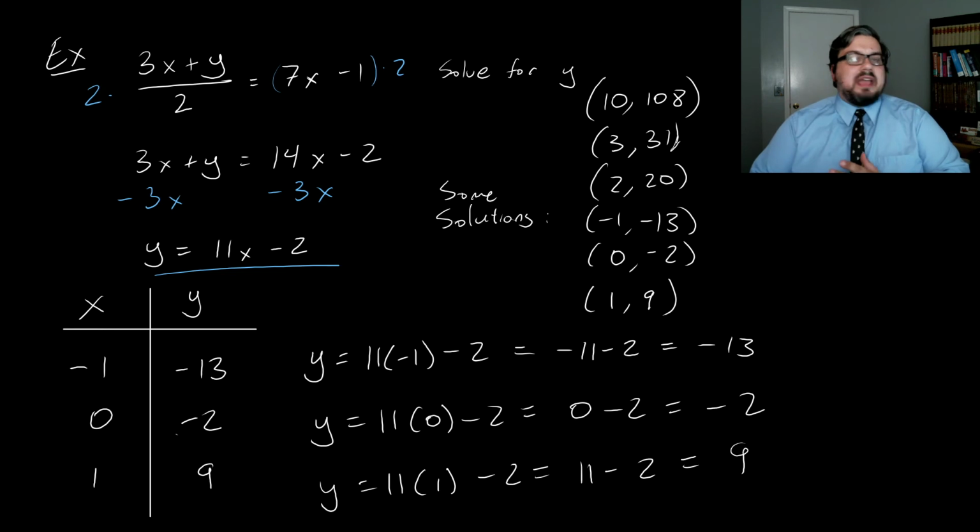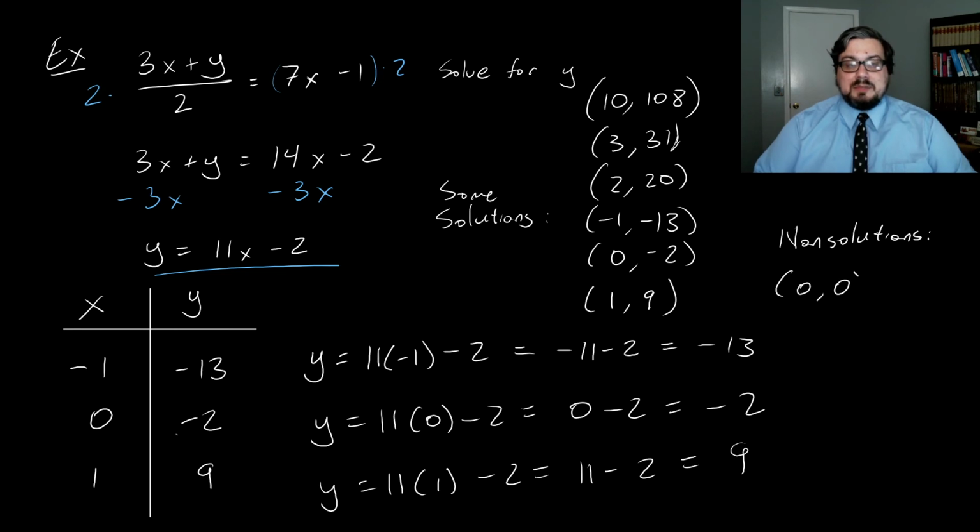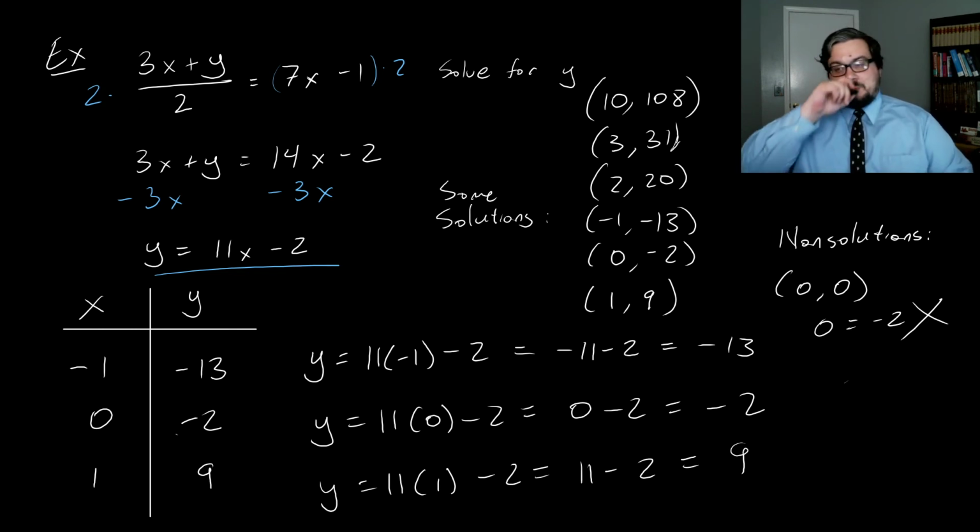But that's not the same as saying that all pairs are solutions. So some non-solutions would be the pair (0, 0). If I plug 0 in for x and y, then I don't get a true statement. I would get 0 equals -2, which is false. And you can come up with a whole bunch more non-solutions. In fact, if you just pick a random pair of numbers, it would probably not be a solution to this equation. But there are also infinitely many that are.